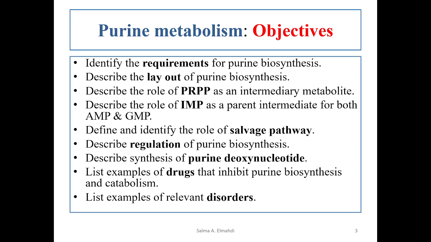Our objectives are to identify the requirements for purine biosynthesis, to describe the layout of purine biosynthesis, to describe the role of 5-phosphoribosyl 1-pyrophosphate as an intermediary metabolite, to describe the role of inosine monophosphate as a parent intermediate for both adenosine monophosphate and guanosine monophosphate, to define and identify the role of what is called the salvage pathway, to describe regulation of purine biosynthesis, describe synthesis of purine deoxynucleotides, list examples of drugs that inhibit purine biosynthesis and catabolism, and list examples of relevant disorders.